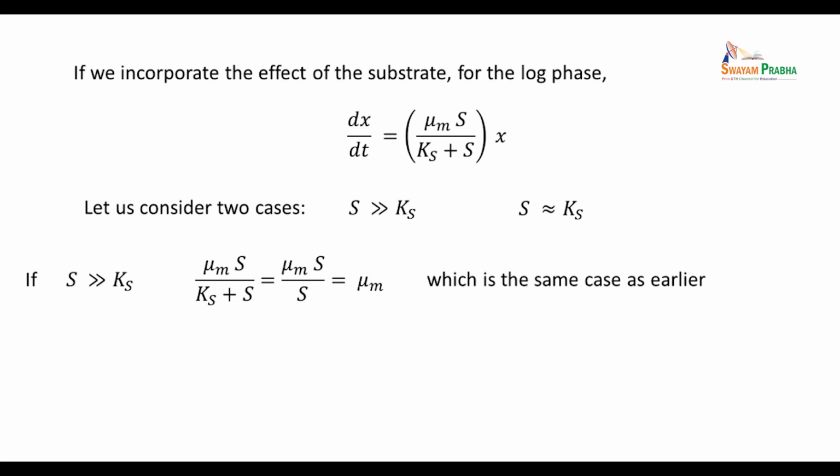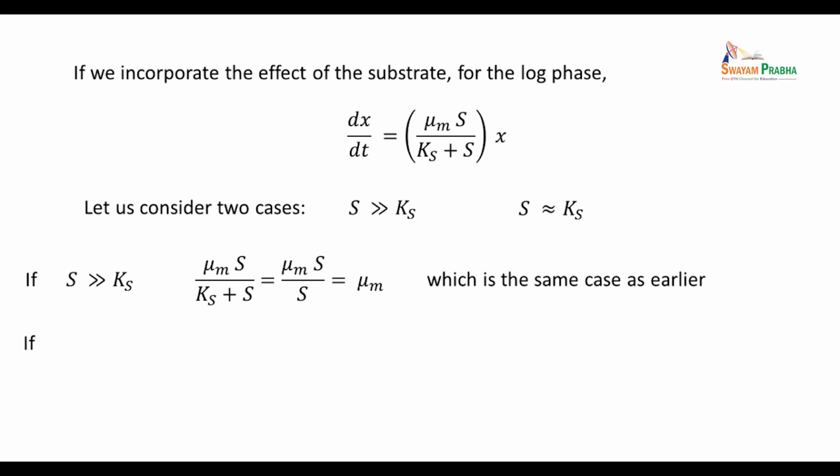The only thing is that instead of saying dx dt equals mu x, we could directly say dx dt equals mu m x. We had actually tacitly assumed so earlier, even in our earlier analysis, but here we can very confidently say that this is mu m times x. It is the maximum specific growth rate.